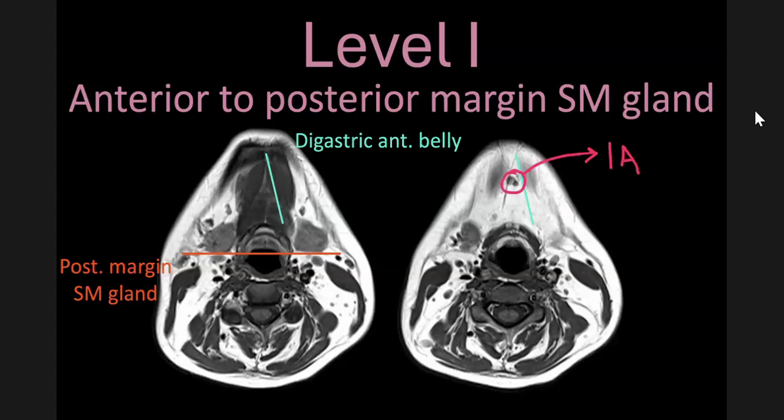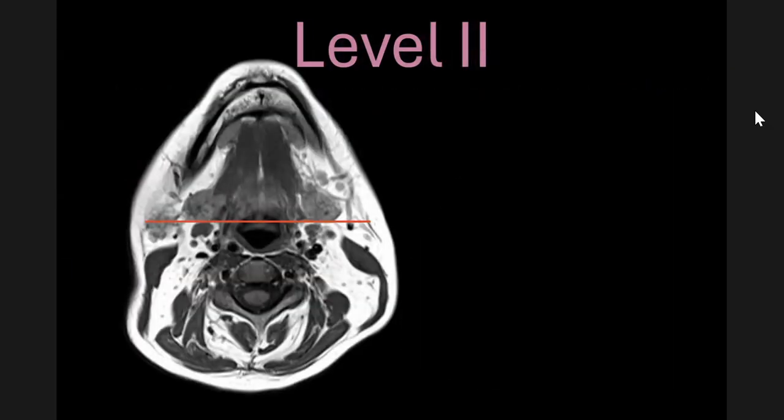Any lymph node that is medial to that landmark is a level 1A node, and any lymph node that is lateral to that landmark is a level 1B lymph node. So level 1A and B are divided by these two anatomic landmarks. Then what about level 2 lymph nodes?